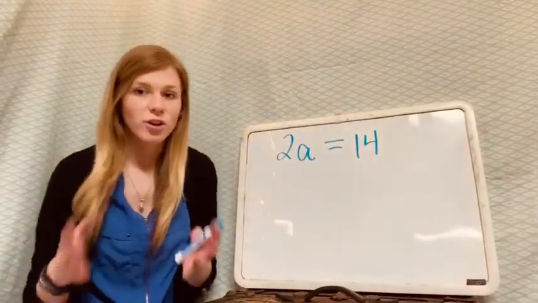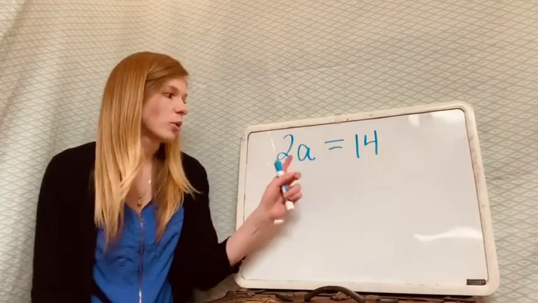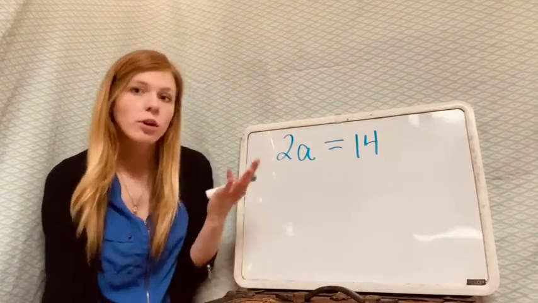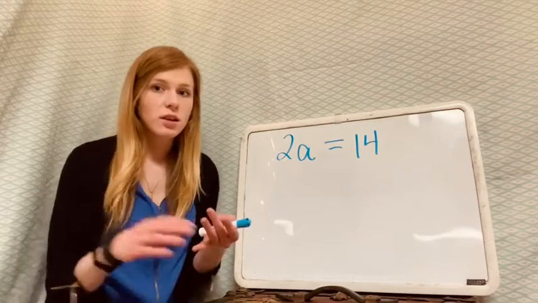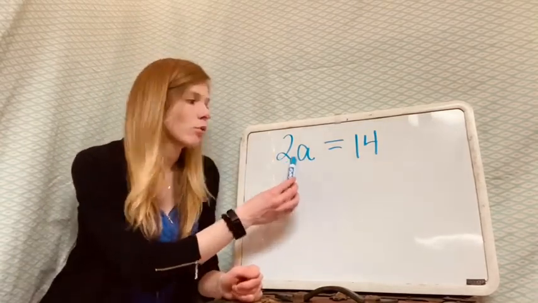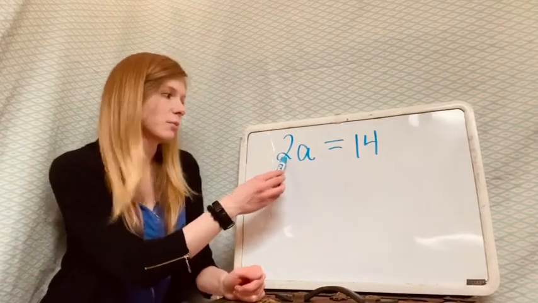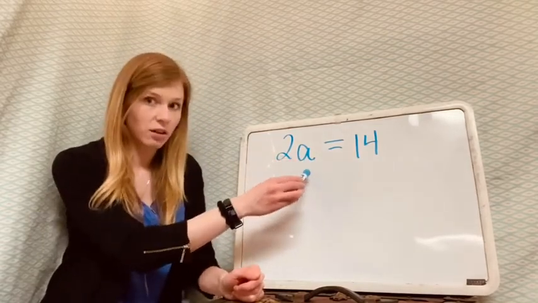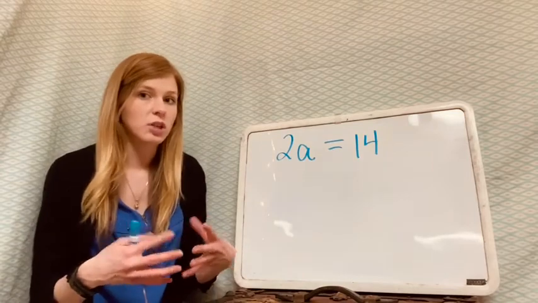Okay, I've got my third example for you. 2a equals 14. What you need to understand is that this is a multiplication problem. Anytime you have a number right next to a variable, it implies 2 times a. So I know this is a multiplication problem.